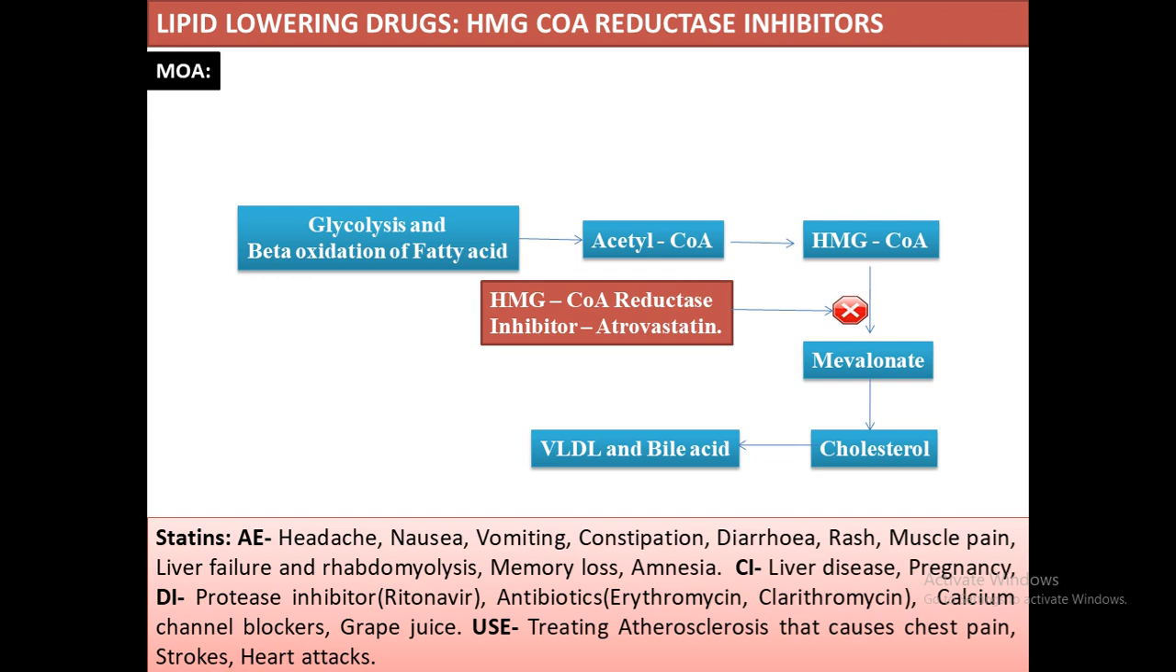We know that cholesterol is one of the major factors associated with the development of arteriosclerosis. So here we are using HMG coenzyme A reductase inhibitors, atorvastatin and all types of statins, which inhibit the conversion of acetyl coenzyme A to mevalonate. By blocking HMG coenzyme A reductase, we stop the production of mevalonate. So ultimately we are capable of stopping the production of cholesterol.